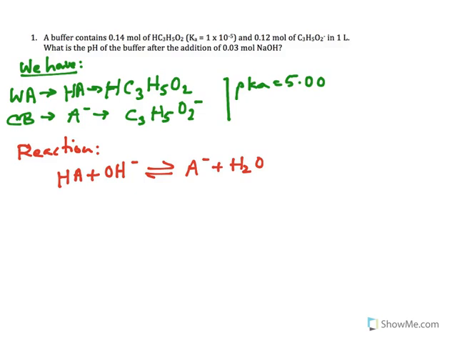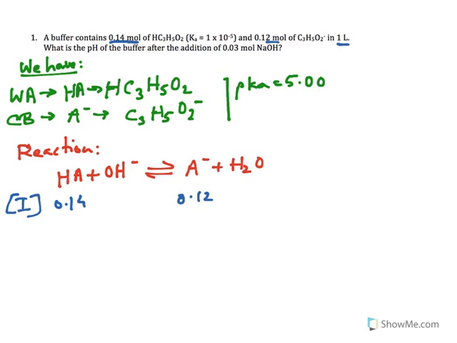So we have our initial conditions. We have 0.14 mole of the weak acid in 1 liter, so our concentration is going to be the same, 0.14 initially. And then we also have 0.12 moles of the base, so 0.12 molar over here.